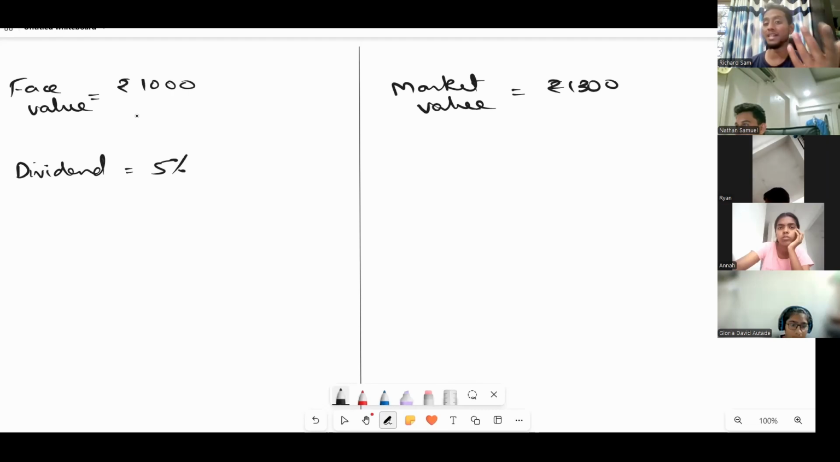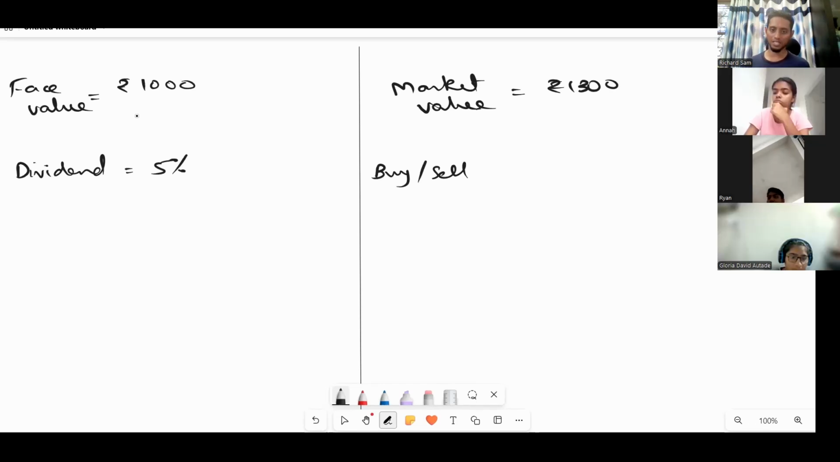When you're buying and selling shares, will you buy it for face value or market value? Buying and selling is on this side. You'll buy and sell for market value. Basically this is the theory part of this. Then there are some formulas. We will see that as it comes along, when I have to recall it.